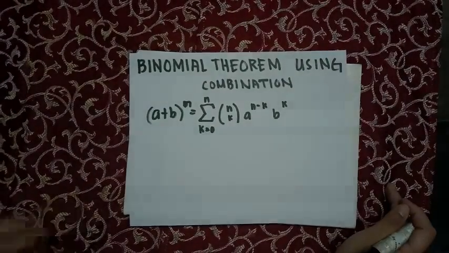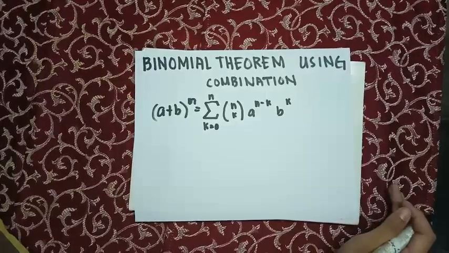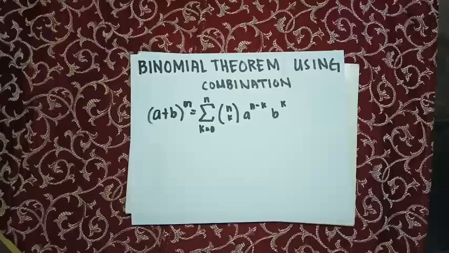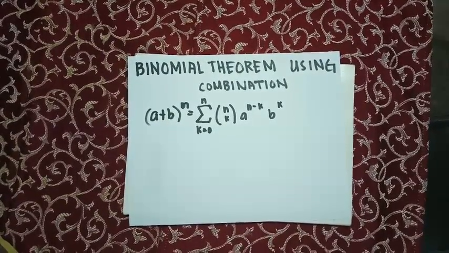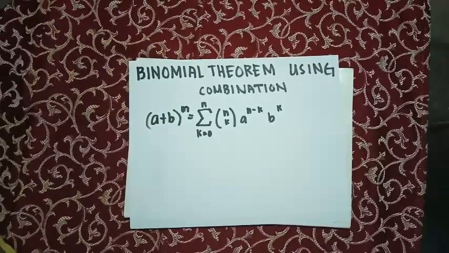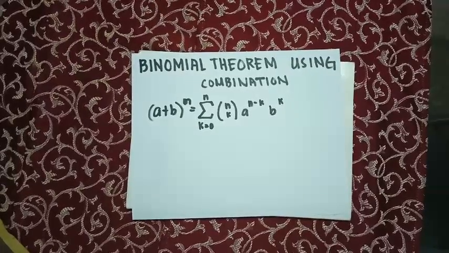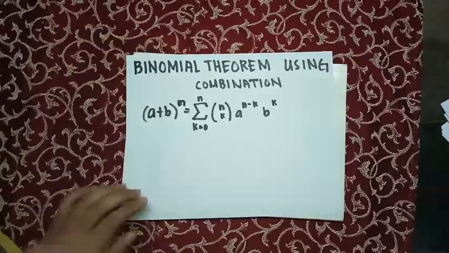Binomial theorem using combination. Binomial theorem is a quick way to expand a binomial expression that has been raised to a bigger power. So the formula in binomial theorem using combination is the quantity of a plus b raised to n is equal to the summation of n choose k times a raised to n minus k times b raised to k, where k is equal to 0 up to n.